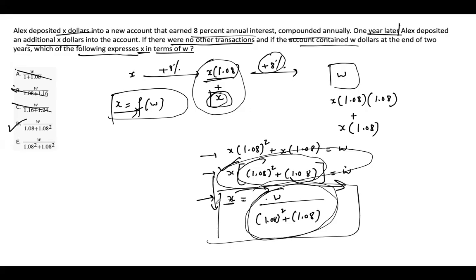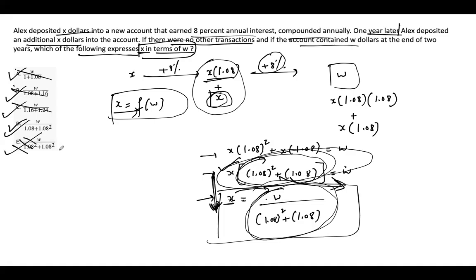This is just one step. From here to here, even if you don't understand X in terms of W, you see everything in terms of W, right? You make everything in terms of W. That is why you are putting this into the denominator. But did you get the answer?